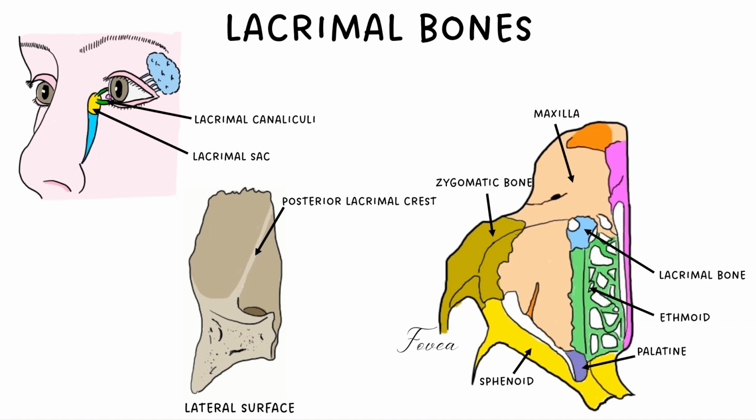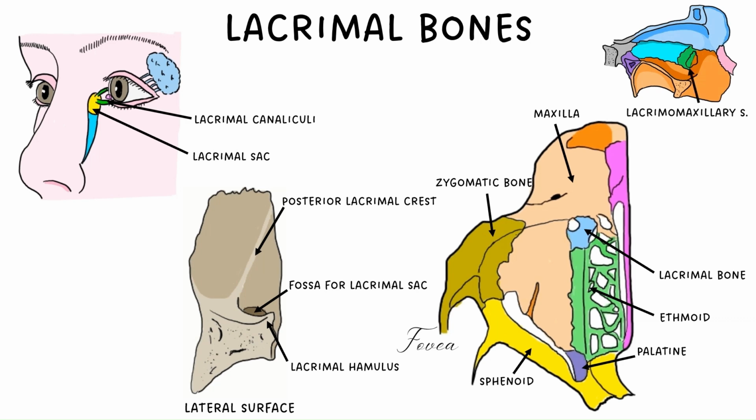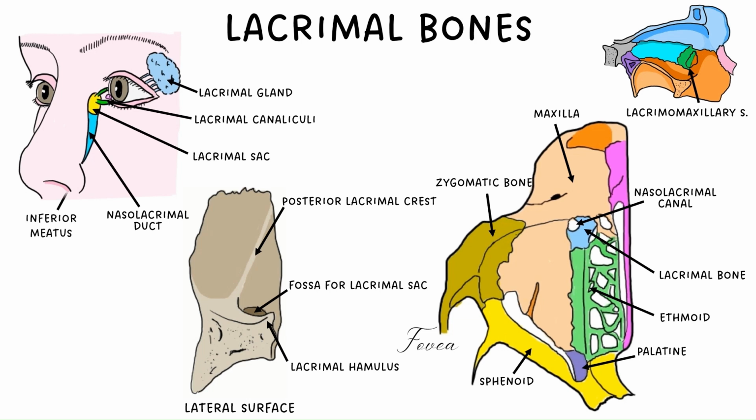The lateral orbital surface is divided by a vertical posterior lacrimal crest with an anterior fossa for the lacrimal sac and lacrimal hamulus that articulates with the lacrimal tubercle of the maxilla to form the lacrimal maxillary suture, which with the maxilla forms the upper part of the nasolacrimal canal, which contains the nasolacrimal duct that allows the tears produced by the lacrimal gland, located in the lacrimal fossa of the frontal, to flow into the inferior meatus.